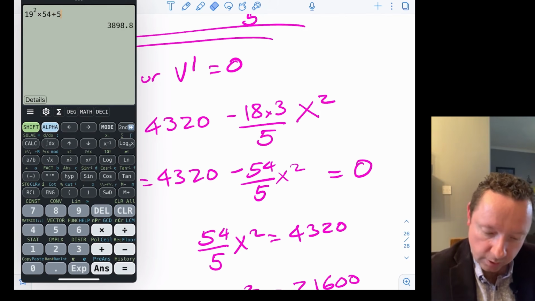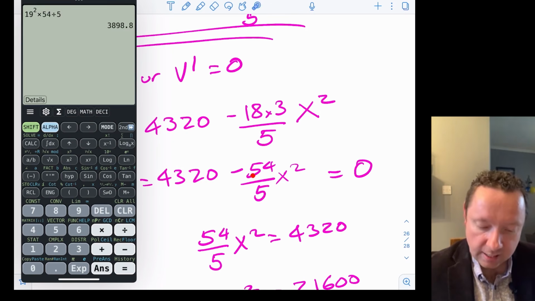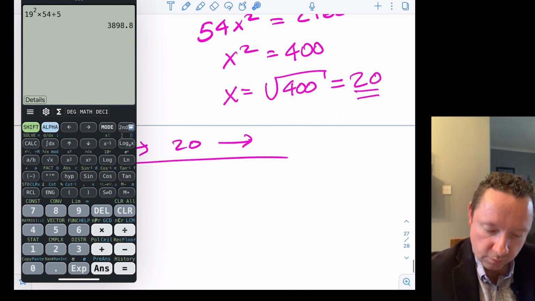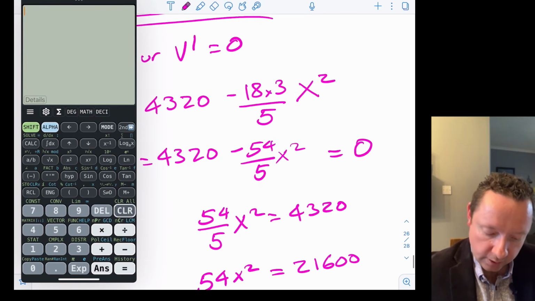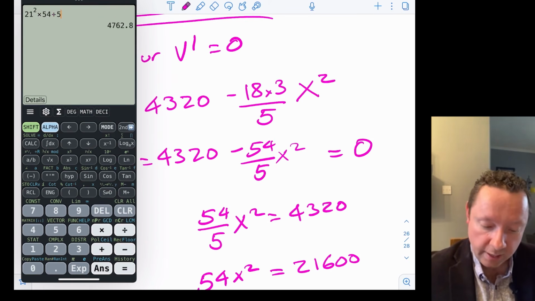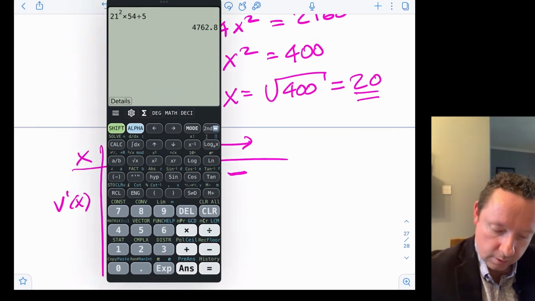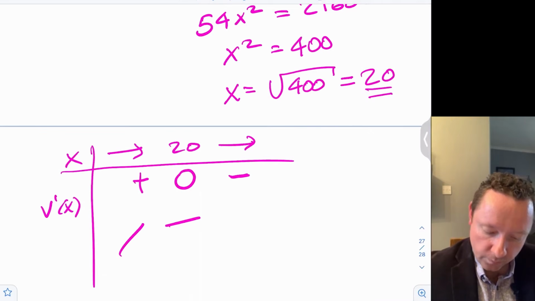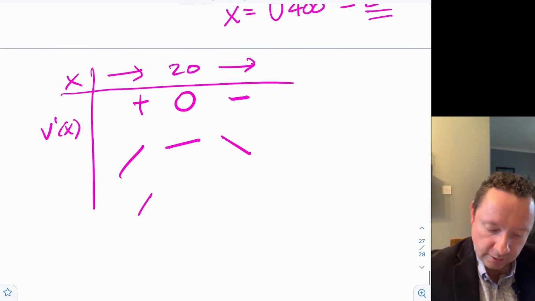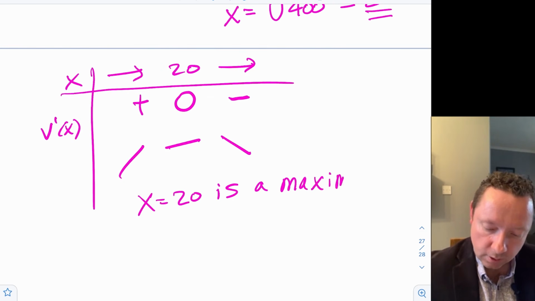That number is smaller than this number, so that minus that is positive. So it's positive before 20. It's 0 at 20. Then if you try 21, the same idea. 21 squared times 54 divided by 5 is bigger than 4320. So 4320 minus that is negative. And therefore, we've just worked out that x equals 20 is a maximum turning point.